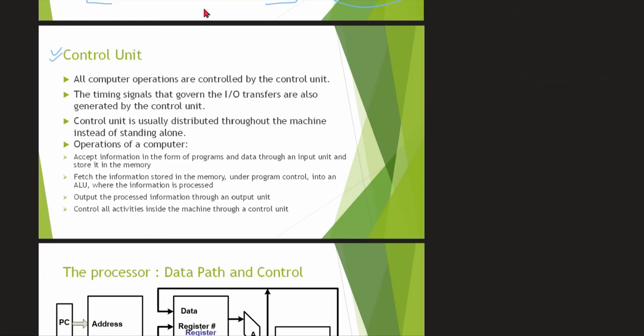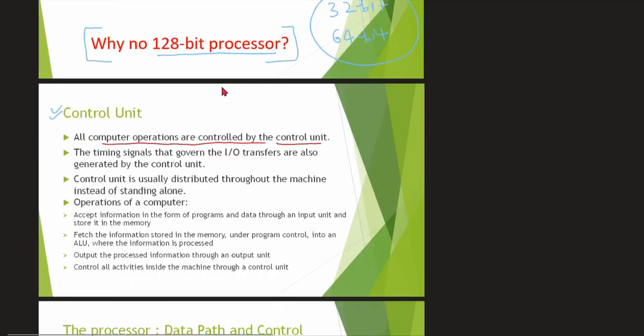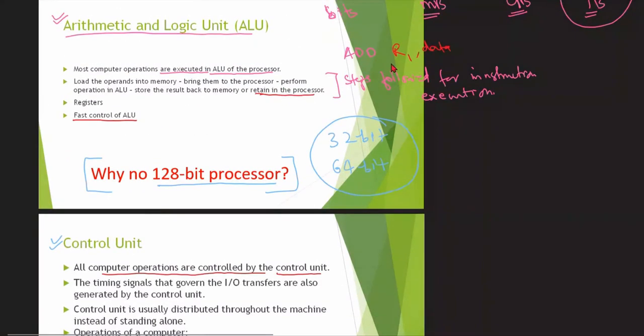Next one is the control unit. So we'll see what a control unit is. All computer operations are controlled by the control unit. So the control unit is responsible for controlling the operations of the computer system. Its meaning is, like, if addition needs to be performed. In the previous example we have seen that addition is going to be performed. So it is said, load the operand into memory. So how do we load the operand into the memory?